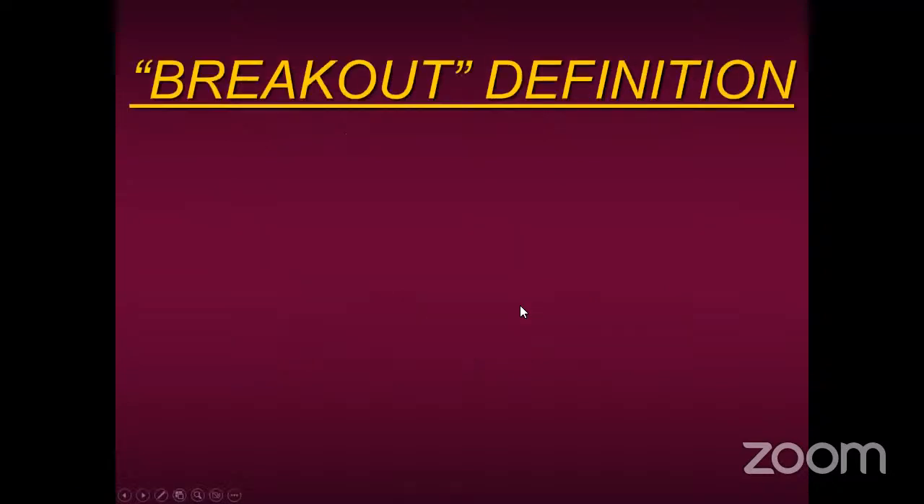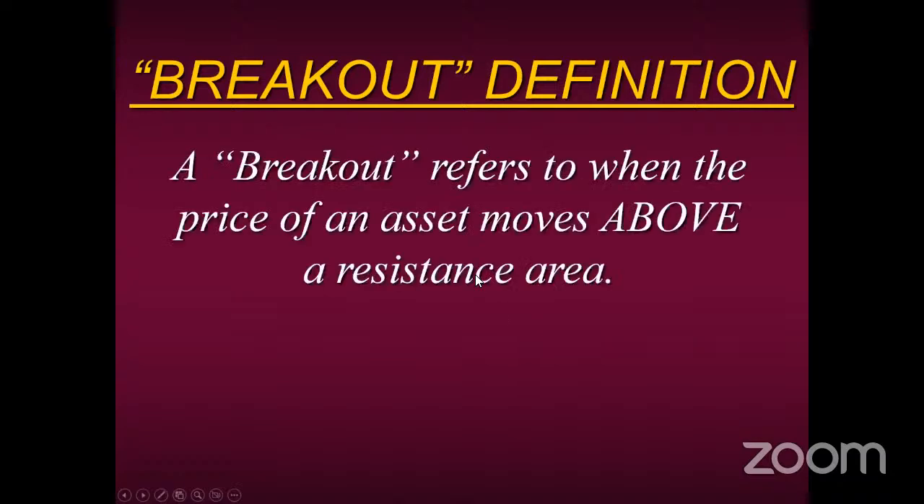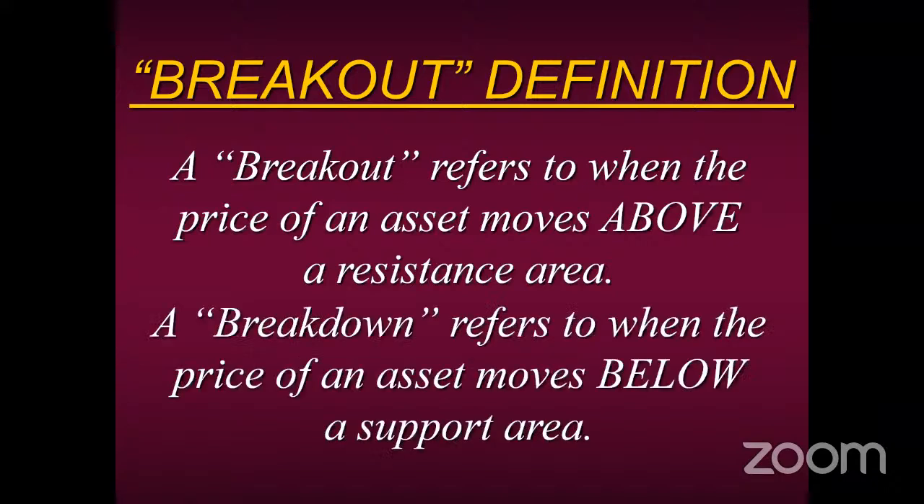For example, let's take a look at this chart definition of what a breakout actually is. A breakout refers to when the price of an asset moves above a resistance area. And conversely, a breakdown refers to when the price of an asset moves below a support area. If you see anything here in common, it's the common denominator of support and resistance. So this is what the standard definition of breakouts or breakdowns actually is. They're based on support and resistance. And because of this, I feel that most traders do not see the type of results that they're promised when trading standard breakouts, because there really is no consistency in trading support and resistance.